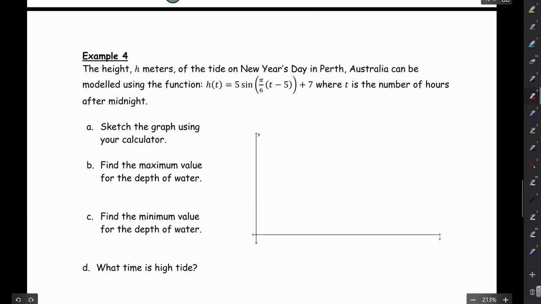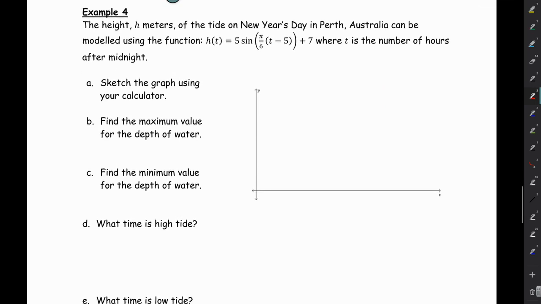All right, moving on to example 4. The height in meters of the tide on New Year's Day in Perth, Australia can be modeled by the given function, where t is the number of hours after midnight. Sketch the graph using your calculator.